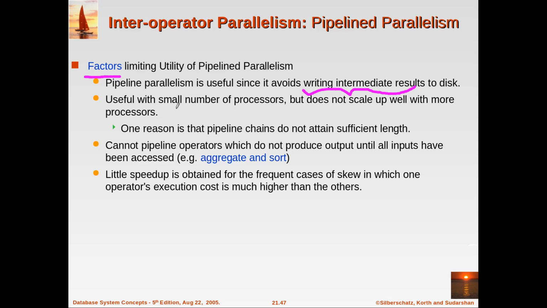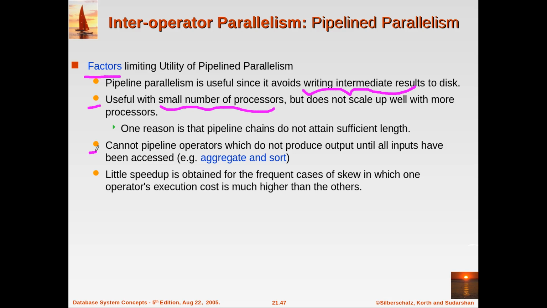Now it is useful with a small number of processors. The factors that limit pipeline parallelism are, as you know, that pipeline parallelism cannot be employed in a very large situation with a large number of processors. It is useful in a situation where we have a very small number of processors available. So that is one issue with pipeline parallelism.